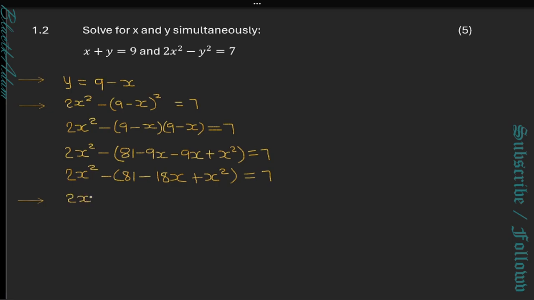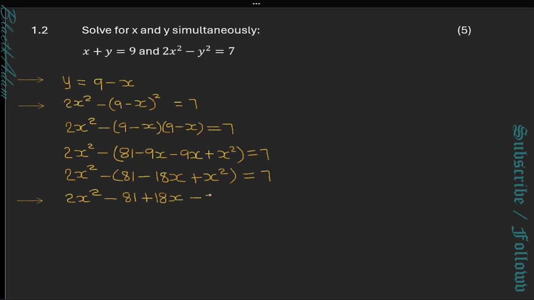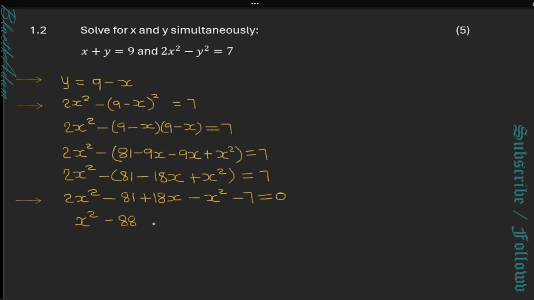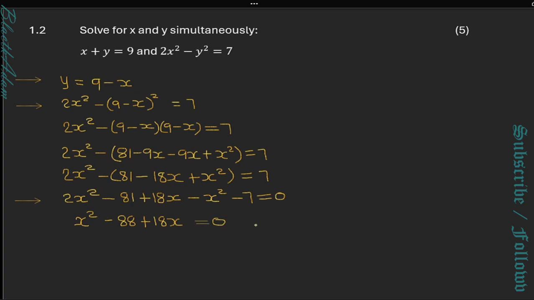And then the sign changes because we multiply by negative 1, so that's negative 81, positive 18x, negative x squared equals 7. So you can see that 2x squared minus 1x squared gives us x squared. And then we take the 7 over and make it negative, so it's negative 81, negative 7, negative 88 plus 18x equals 0.